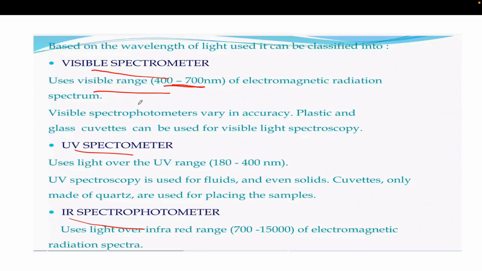For the visible light spectrophotometer you can use either plastic or glass cuvettes. So this is the visible spectrophotometer, which uses the 400 to 700 nanometer electromagnetic radiation spectrum, and for that purpose we can use plastic as well as glass cuvettes. Colorimetry is one example of a visible spectrophotometer.